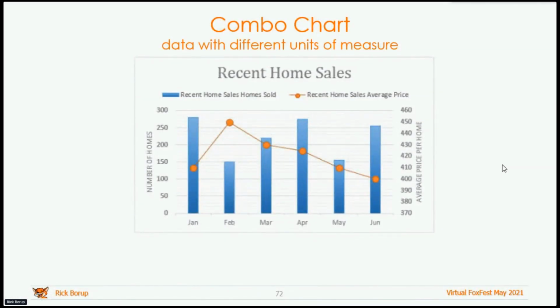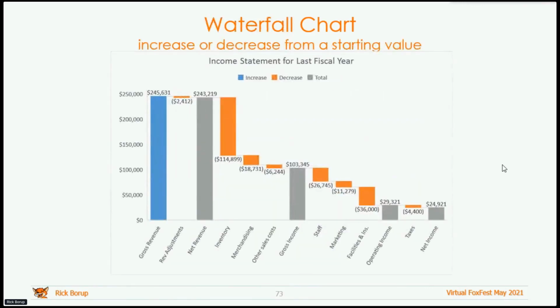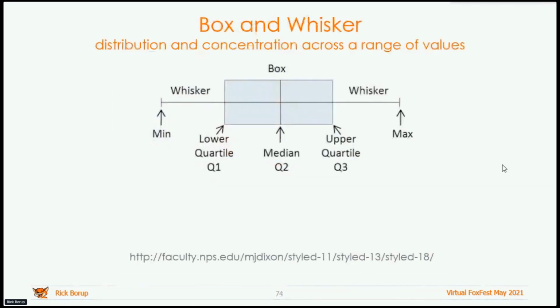The left y-axis being the number of homes and the right y-axis being the average price per home superimposed on it. A waterfall chart is a pretty cool way to show an increase or a decrease from some starting value. This one tracks the progression from gross revenue on the far left to net income on the bottom right. Each orange bar shows a reduction, and the data labels show the actual dollar amount, and then the gray bars are a stopping point along the way. So we move from gross revenue to net revenue, down to gross income, down to operating income, and finally, after we pay our taxes, we have a net income. So that's called a waterfall chart.